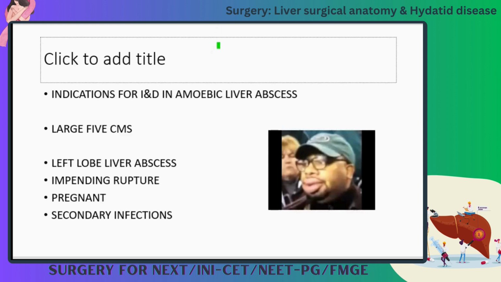We will start with antibiotics first without knowing what sort of infection it is. In pyogenic liver abscess, we can just start IV antibiotics and wait to see the response after 48 hours. If the symptoms are decreasing, then no issues. We can continue the antibiotics for 7 to 10 days and then stop. If the symptoms are still persistent, then we have to go for aspiration, culture, and proceed accordingly.